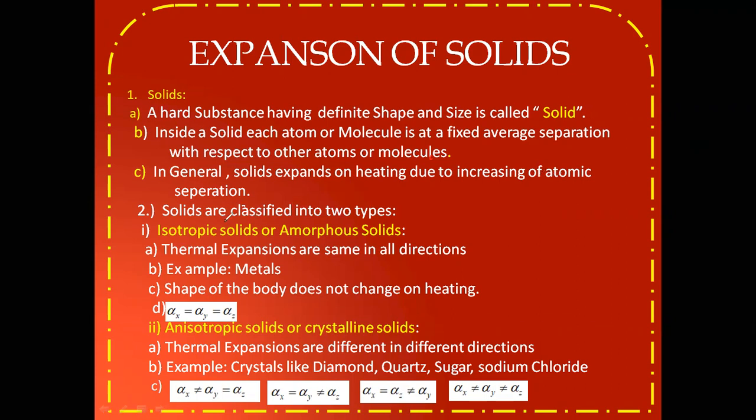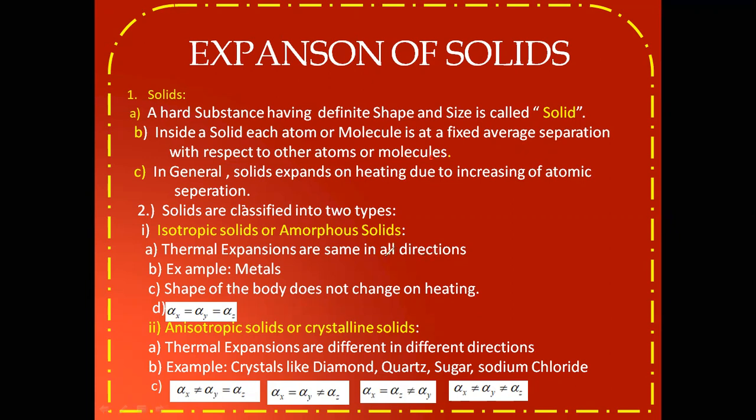Basically, solids are classified into two types: isotropic solids and anisotropic solids. These are the two classifications. Isotropic solids, or amorphous solids, as we call them. In the case of isotropic or amorphous solids, the expansions are the same in all directions.